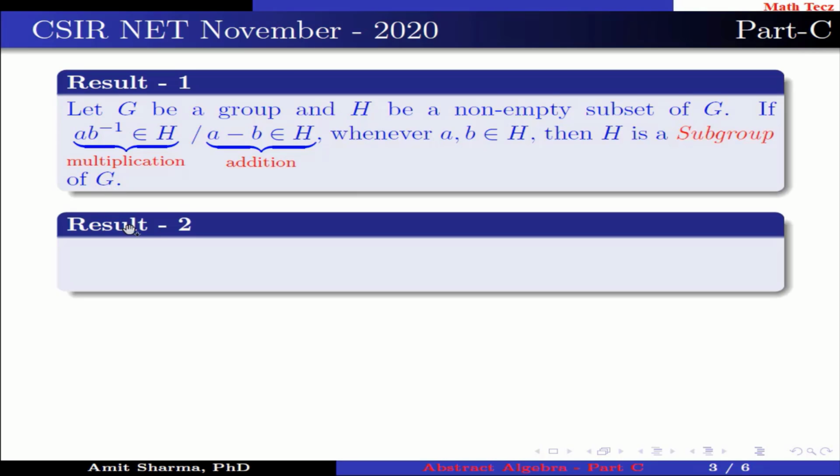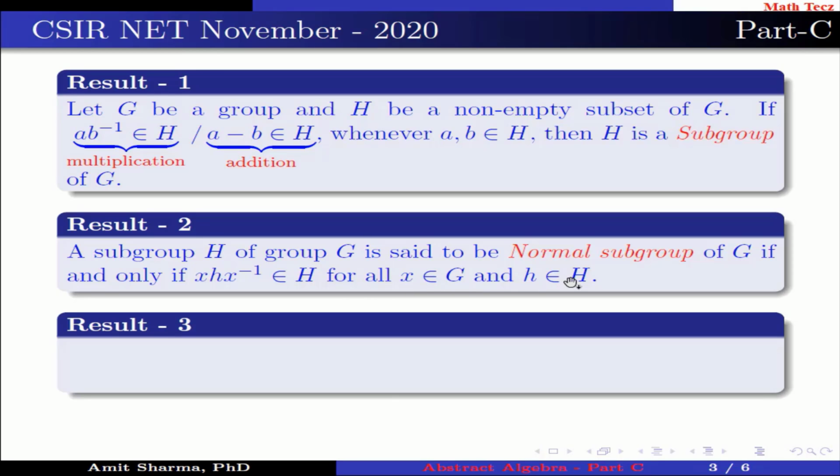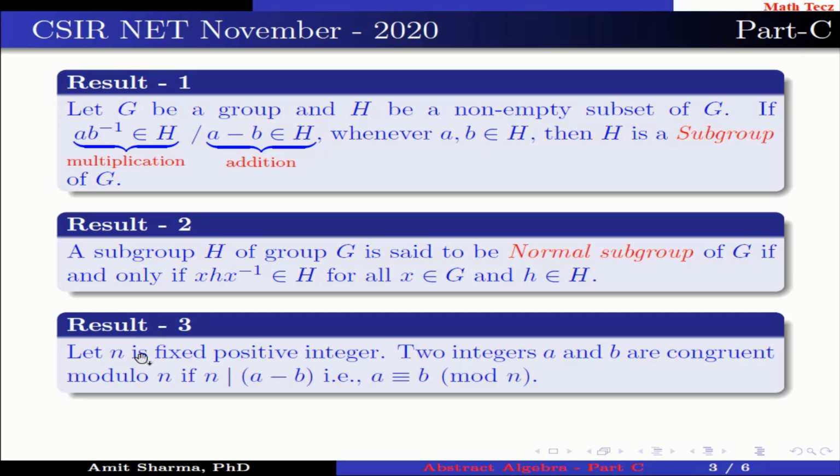Result number 2. A subgroup H of a group G is said to be normal subgroup of G if and only if x h x inverse belongs to H, for all x belongs to G and h belongs to H. Result number 3. Let n be a fixed positive integer. Two integers a and b are congruent modulo n if n divides a minus b, that is a is congruent to b mod n.